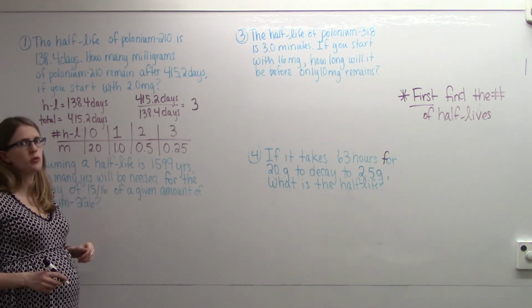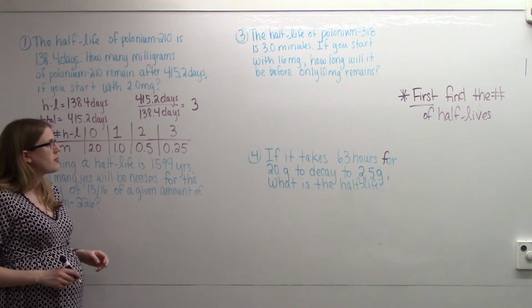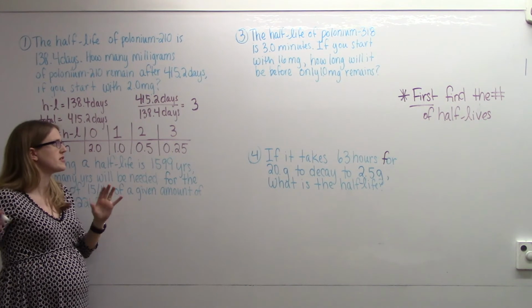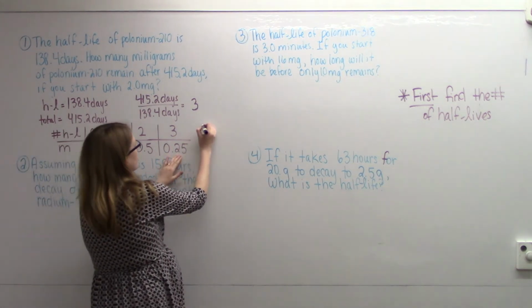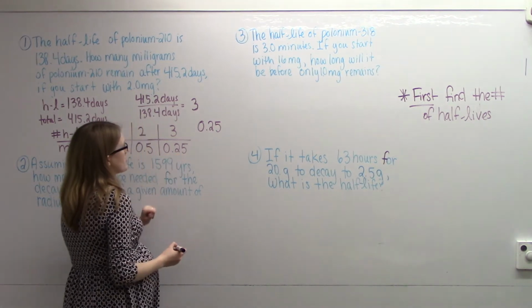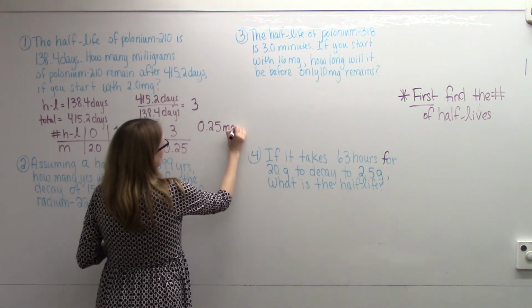I do need to see your work in some form or fashion. I prefer it in this nice little table, but you could just list these 3 as well, showing me that you're dividing it in half 3 times. This would be your final answer, 0.25, and that is unit milligrams.